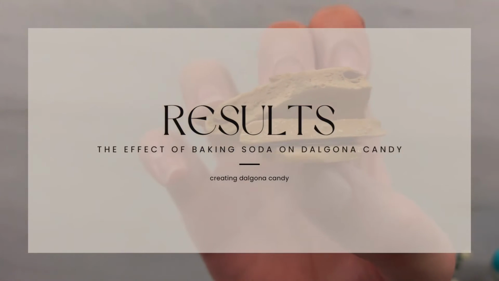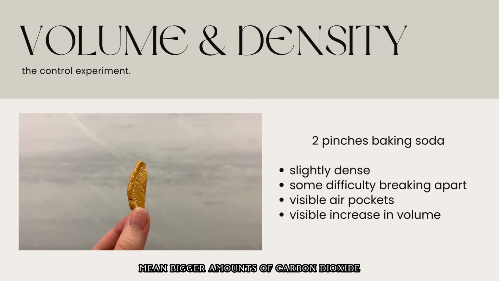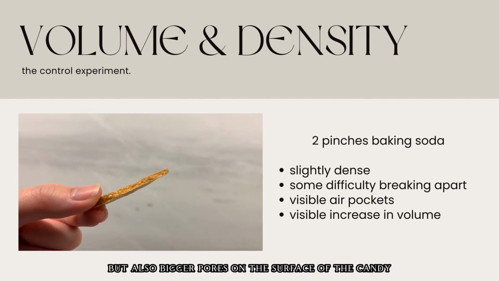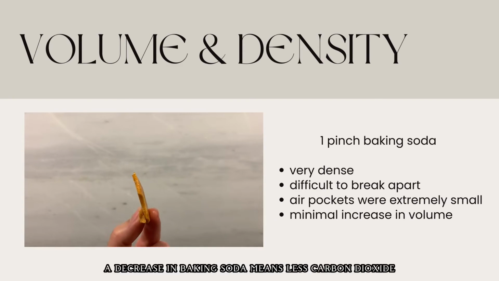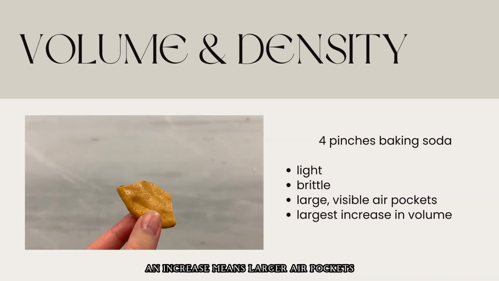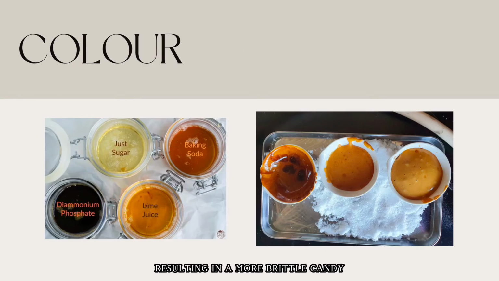And here are the results. Bigger amounts of baking soda mean bigger amounts of carbon dioxide, but also bigger pores on the surface of the candy. As a result, a decrease in baking soda means less carbon dioxide, resulting in a denser candy. An increase means larger air pockets, resulting in a more brittle candy.